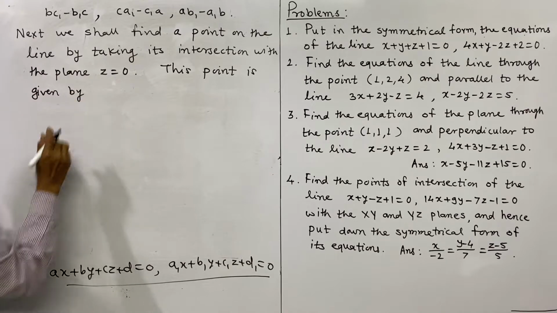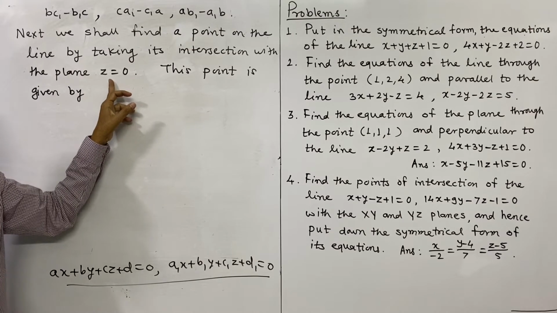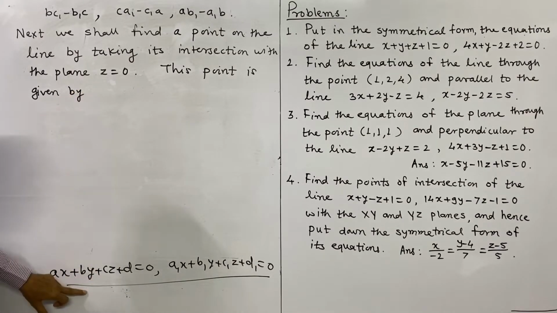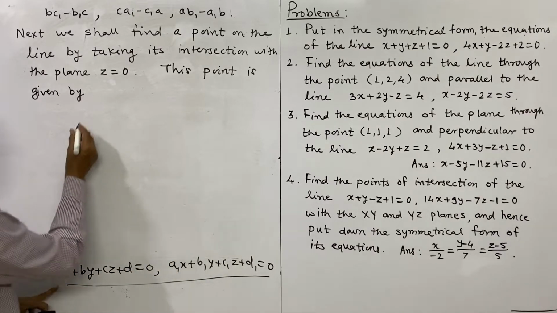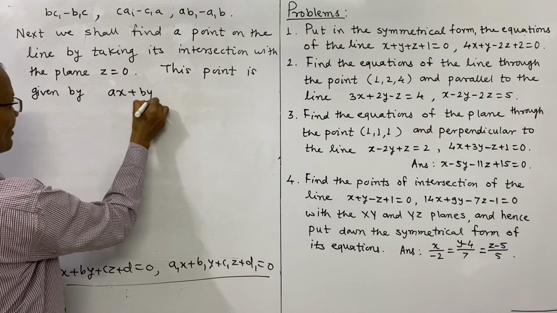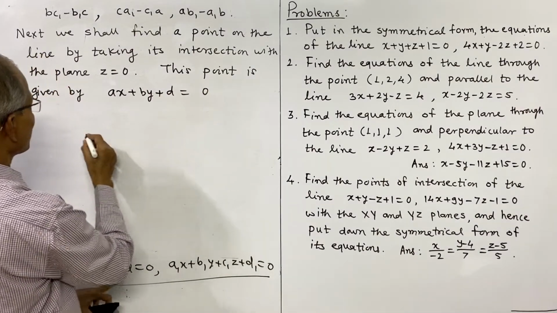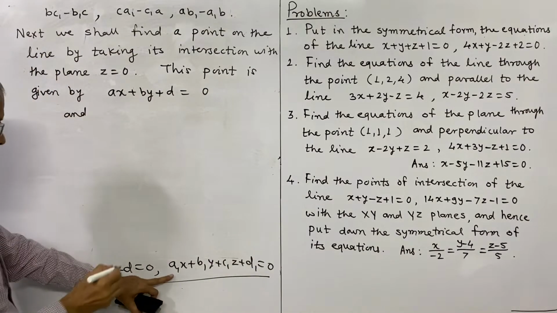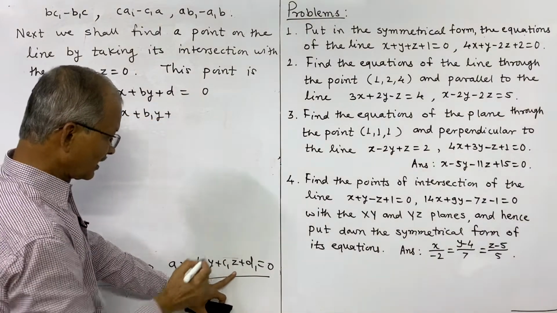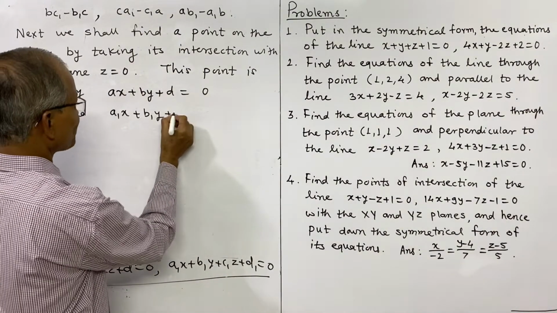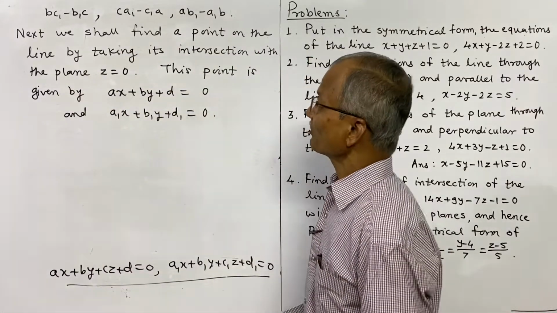Now how to obtain this point? We have to take the intersection of these two planes with this plane, and the intersection of these two planes gives z is equal to 0 in both the equations. So therefore this point is given by ax plus by plus c times 0 plus d is equal to 0, and second, a1x plus b1y plus c1 times 0, so this term is 0, plus d1 is equal to 0. Now you should note this again. So how do we obtain a point on the line?